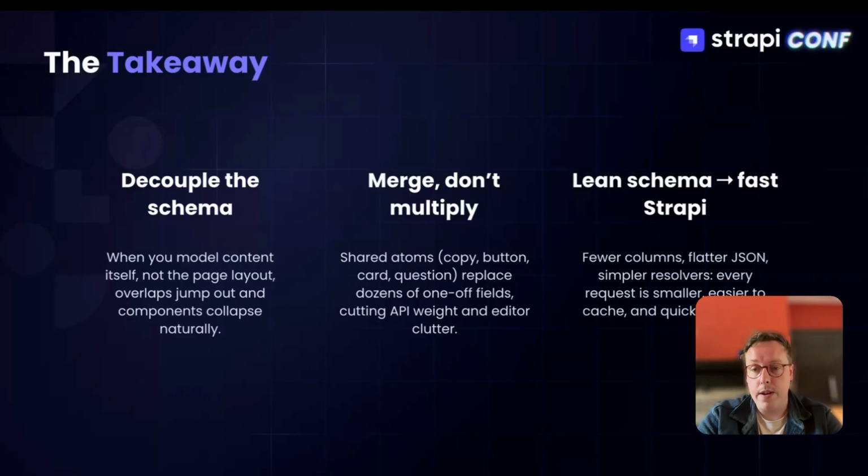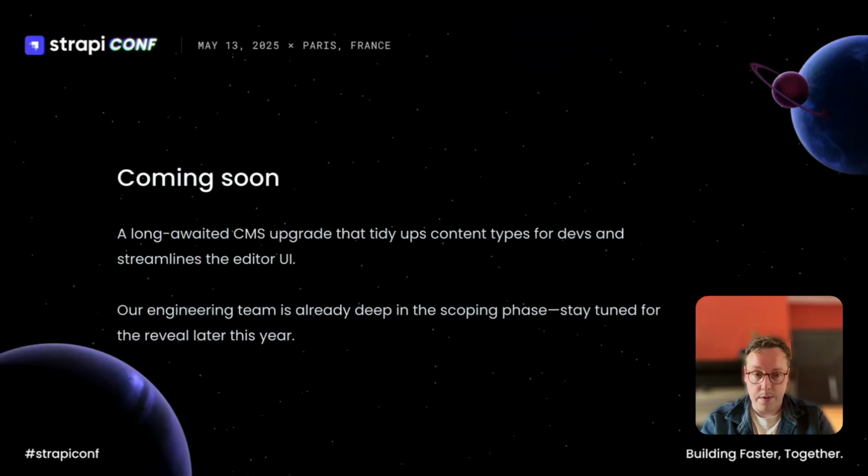A lean schema is ultimately a fast schema. When you've got a less complicated schema in Strapi, ultimately it means that we've got fewer columns and a flatter JSON. We've got simpler resolvers, and every request payload is ultimately a little bit smaller. It's easier to cache, and it's quicker to serve. So those are the takeaways I want to leave you with.